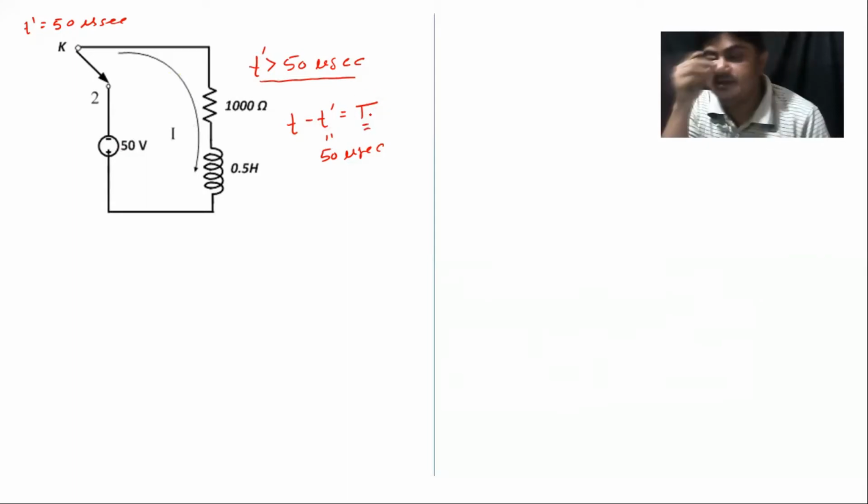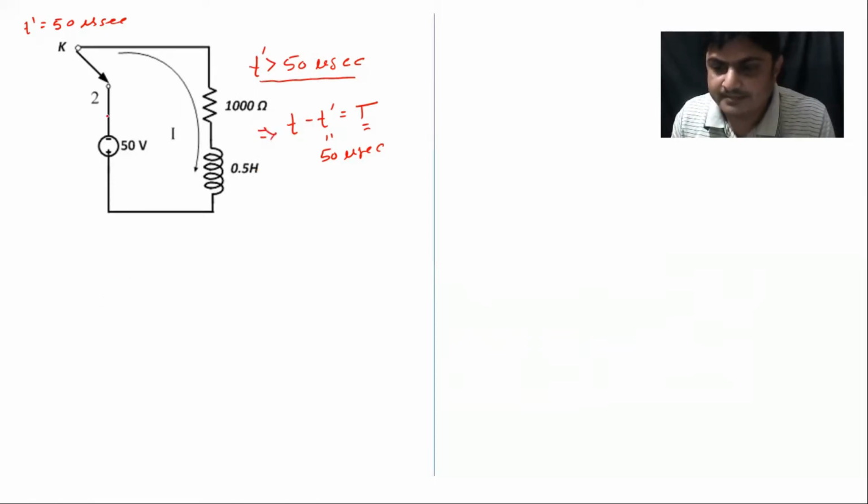In the previous case, or in most of the examples, we are doing our switching at t equal to 0 microsecond, and that is why it is not that complicated. This could be slightly complicated, but we will solve it. So let us proceed again.